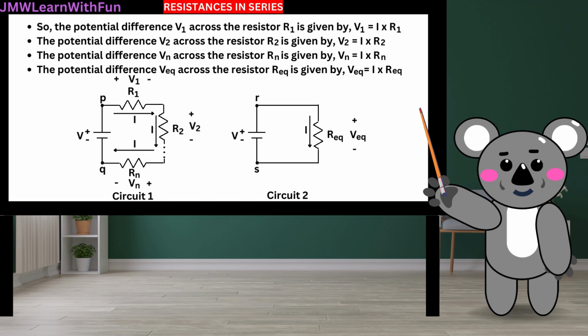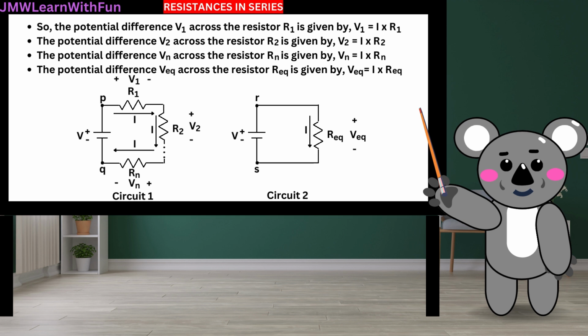So, the potential difference V1 across the resistor R1 is given by V1 equal to I into R1. The potential difference V2 across the resistor R2 is given by V2 equal to I into R2, and so on till the potential difference Vn across the resistor Rn is given by Vn equal to I into Rn. The potential difference Veq across the resistor Req is given by Veq equal to I into Req.